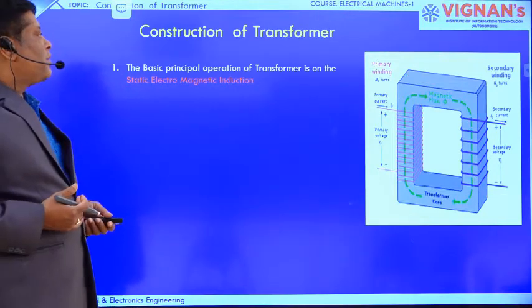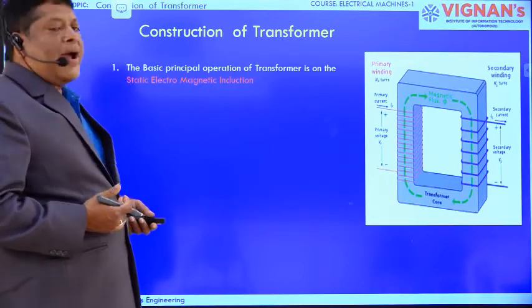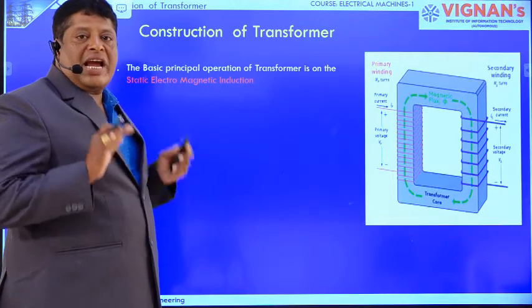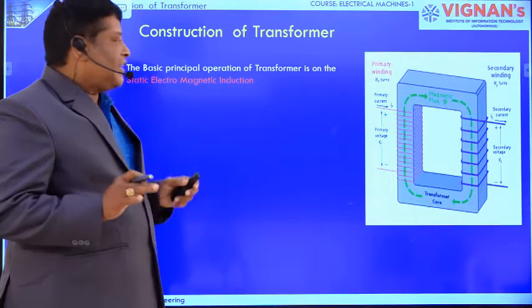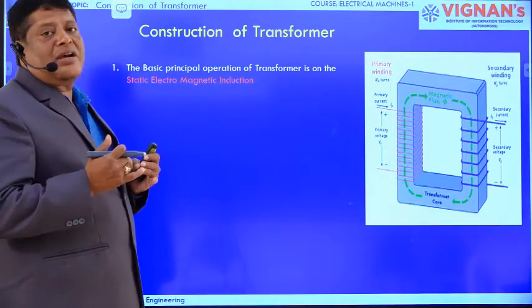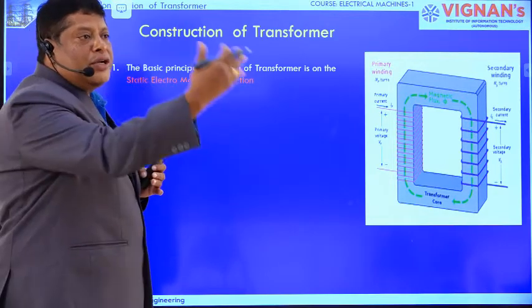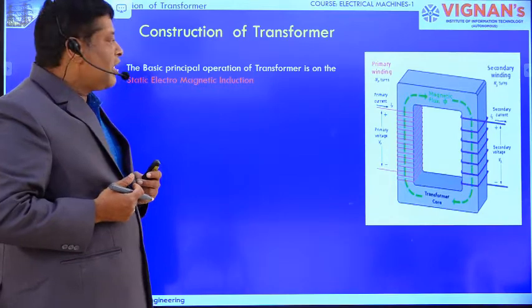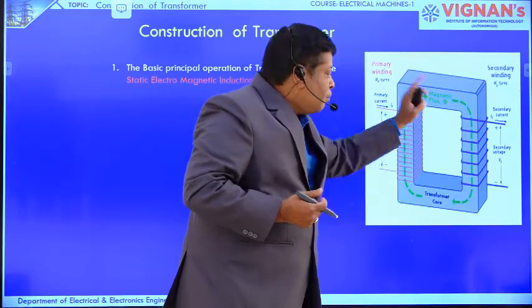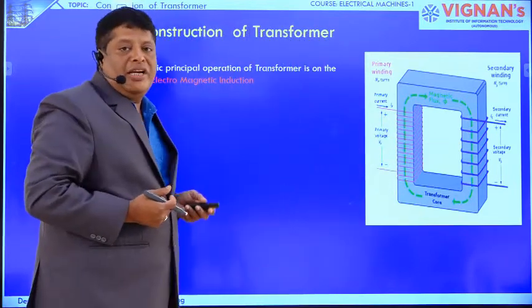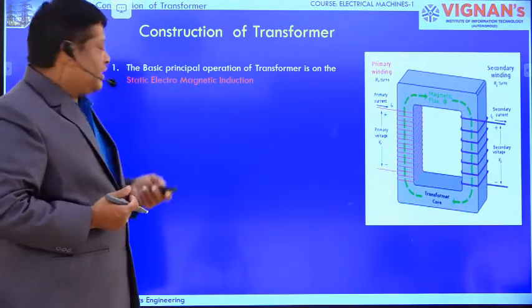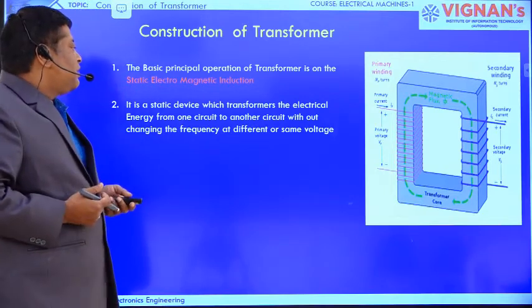The basic principle of operation of a transformer is static electromagnetic induction. There is no rotating part in the circuit. The transformer is static, there is no rotating part. That's why we call it static. Electromagnetic induction means we give a current to one coil and a voltage will be induced in another coil, but there is no electrical connection. Both are linked with a magnetic flux. The type of induction is electromagnetic induction. It is a static device.